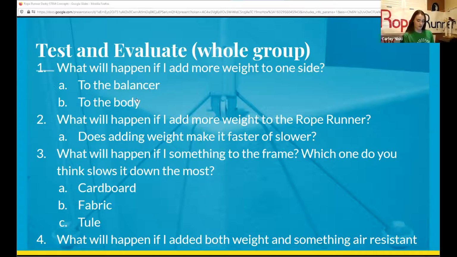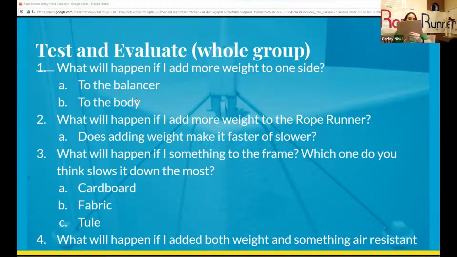Let's see. What if we added weight to something like the cardboard? Would that help make it faster or make it slower? It would make it slow. Okay. Does anybody have other guesses? Feel free to speak up.